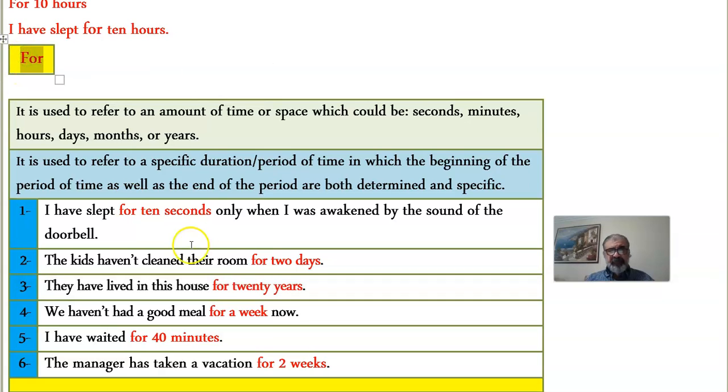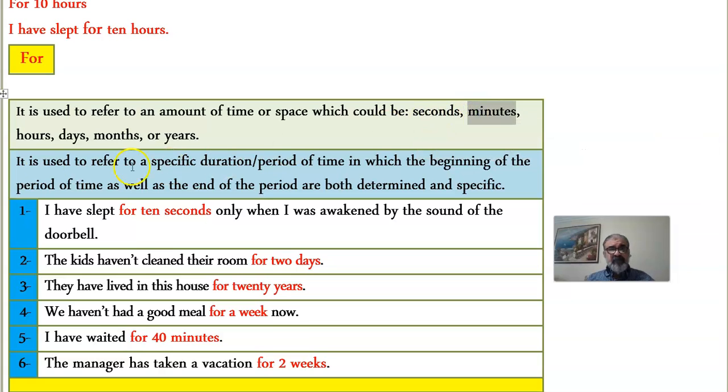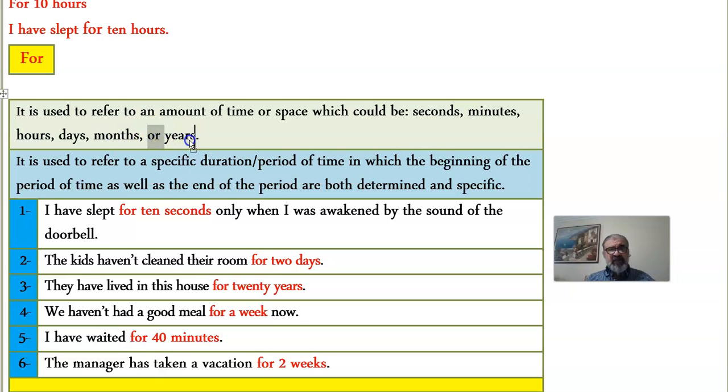For, in this case, is used to refer to an amount of time, which could be seconds, minutes, hours, days, months. You could also say decades. You know what a decade is? 10 years. Or you could say centuries, 100 years. You could refer to all these time intervals or durations by using for.